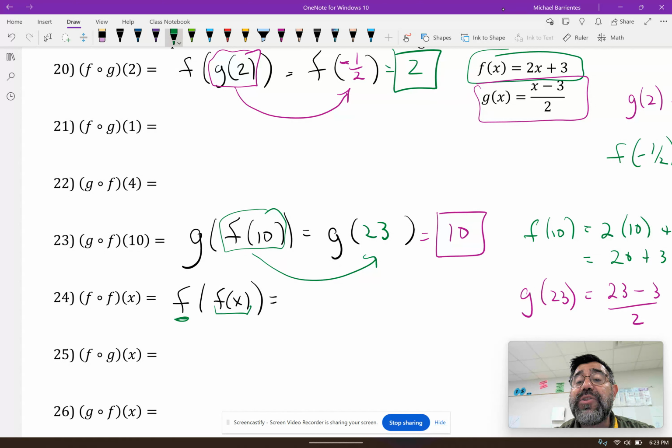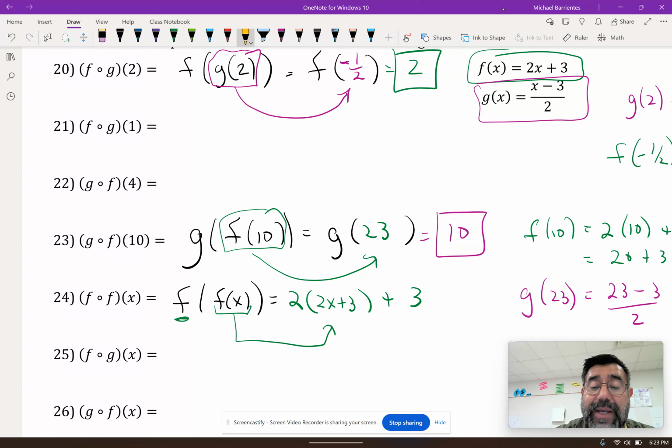The formula says 2 times your x plus 3. 2 times your input plus 3. But what am I going to put inside of there? I'm going to put the f of x formula, and the f of x formula is 2x plus 3. So I'm going to do this. That's my answer. I've composed f with itself, and I got this expression.